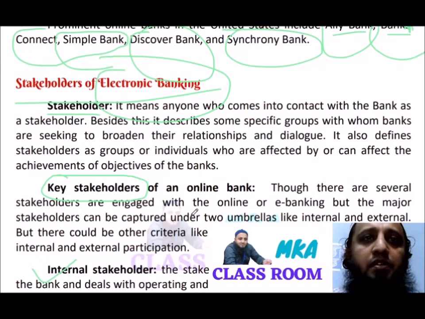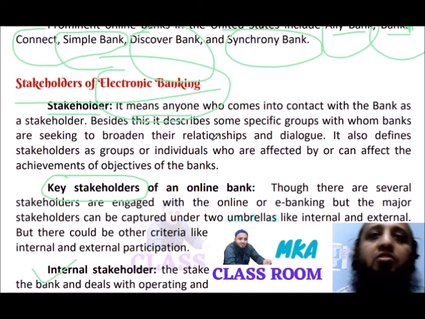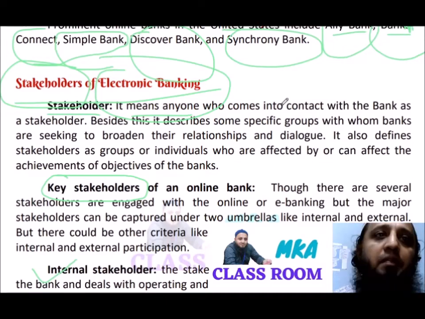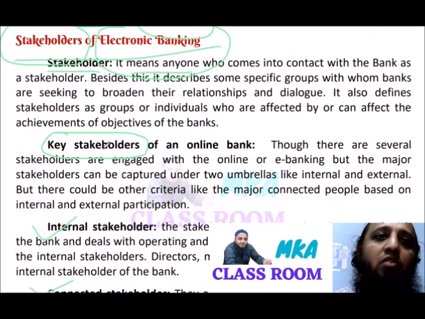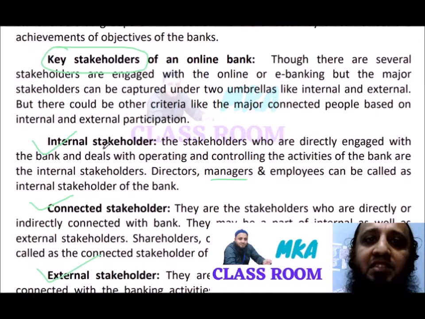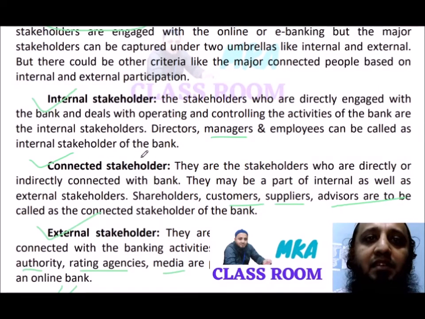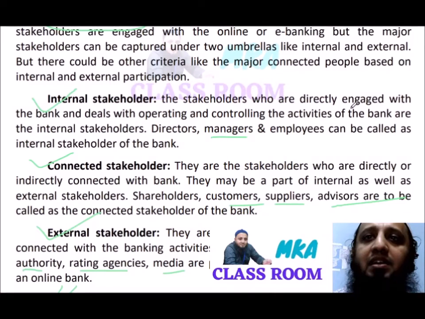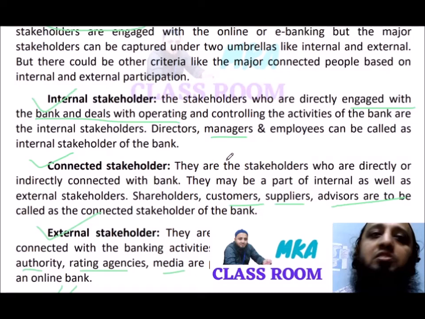Stakeholders of electronic banking. Those who have an economic relationship with the bank are called the stakeholders of the bank. Stakeholder is a popular term: whoever has an economic relation with a business firm is a stakeholder of that firm. In the same way, an electronic bank has several stakeholders: internal stakeholders, connected stakeholders, and external stakeholders. Internal stakeholders are directly engaged with the bank's dealings, opening and controlling the activities of the bank. Directors, managers, and employees are the internal stakeholders of the bank.